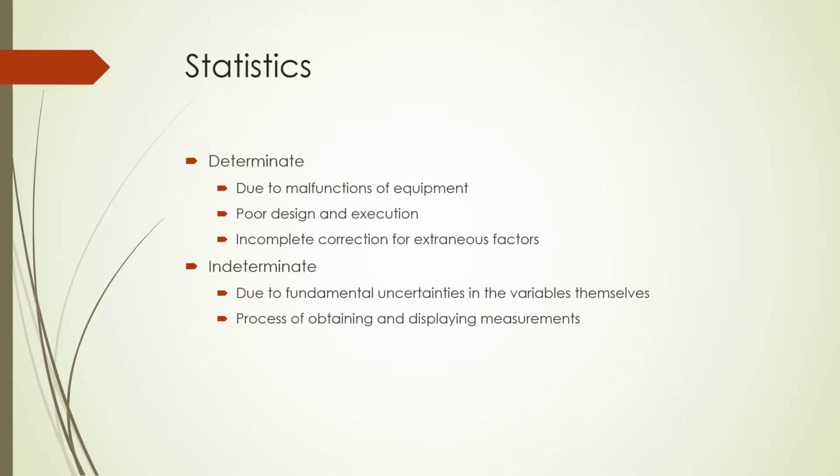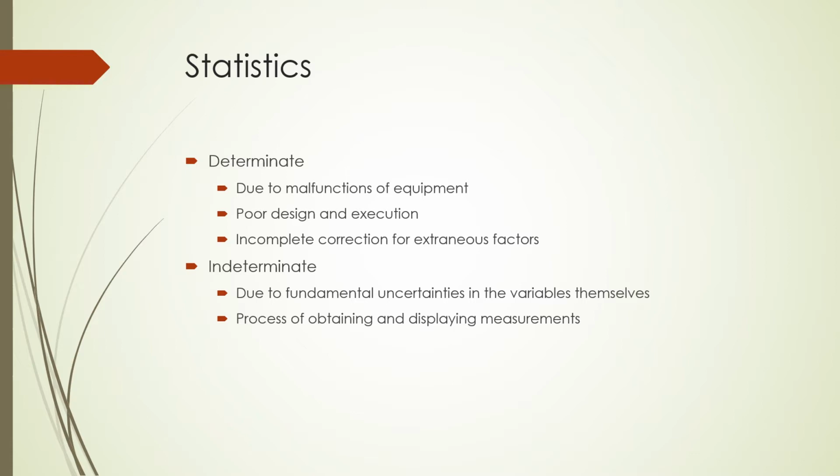Determinate errors result from factors such as inadequate experimental design, malfunctioning equipment, improper use of equipment, and incomplete correction for extraneous influences. For imaging systems, some examples of determinate errors include overexposure or underexposure of films in radiography, incorrect time gain compensation settings in ultrasound imaging, and in MRI, for example, a fall-off in surface coil sensitivity will be considered a determinate error.